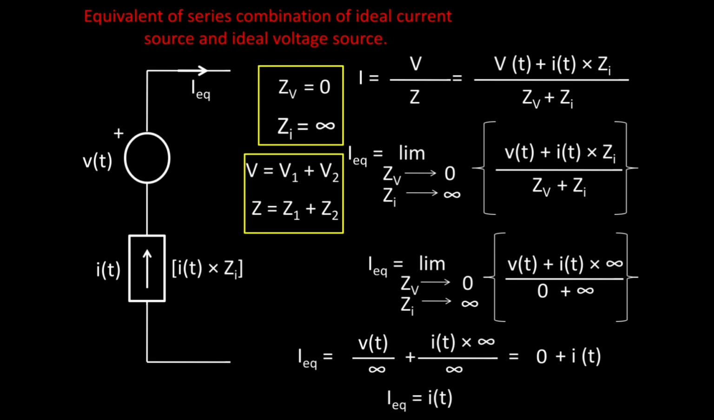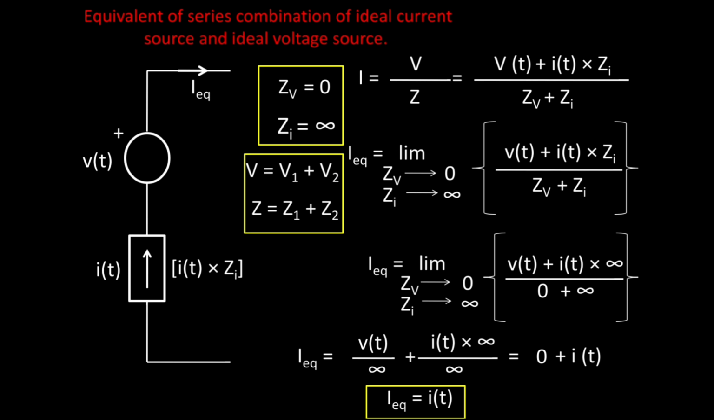So finally we came to know that I_EQ, that is the total equivalent current reaching at this point, is only I of t, and I of t is the current of the ideal current source. So the current which is reaching out of here is the current of only the ideal current source. Hence there is no significance of this ideal voltage source. So we can conclude that the equivalent of a series combination of an ideal current source and an ideal voltage source is only the ideal current source. I hope you understood this rule.